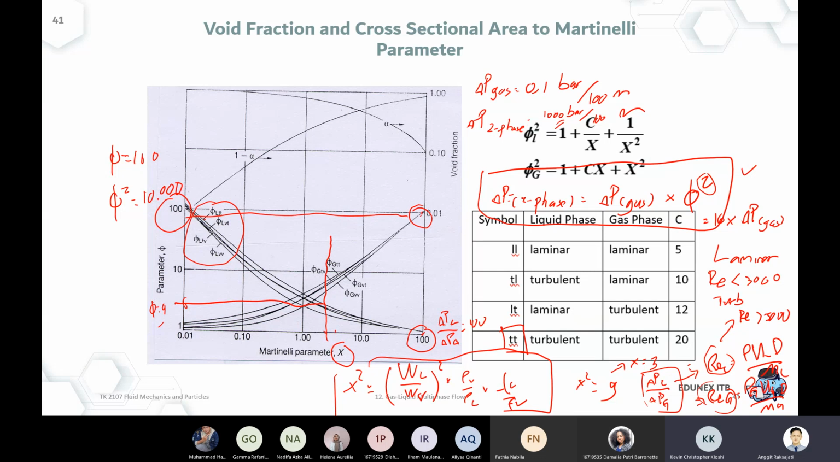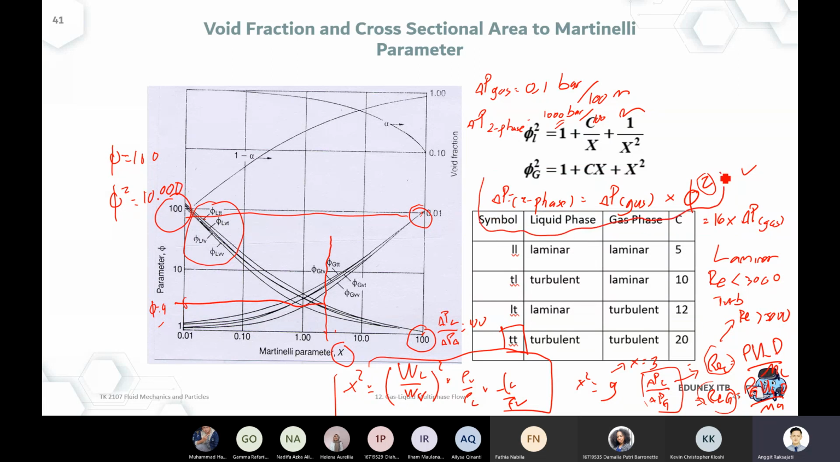Sir, I have a question, sir. Sure. Regarding the graph, when do you use the psi G and when do you use the psi L, sir? Because there are two curves there, right? Yep. I think you can do it both ways.